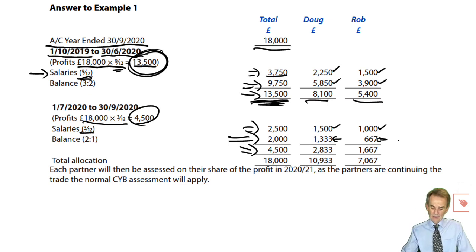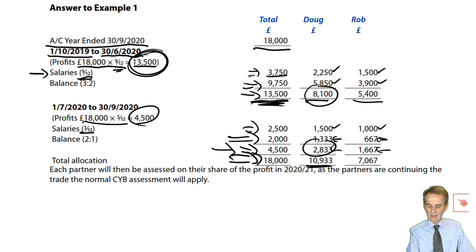What do we now do? Well, again, just cross-check. 1,667 plus 2,833 allocated to each of the partners. Does that come to our grand total, 4,500? Yes, it does. At least if my maths is correct, it does. We've got the whole £18,000 that we see here. And if we add 8,100 and 2,833, that is 10,933 for Doug; for Rob, 5,400 and 1,667, 7,067. Add those two cross-cast back, and we get our £18,000.